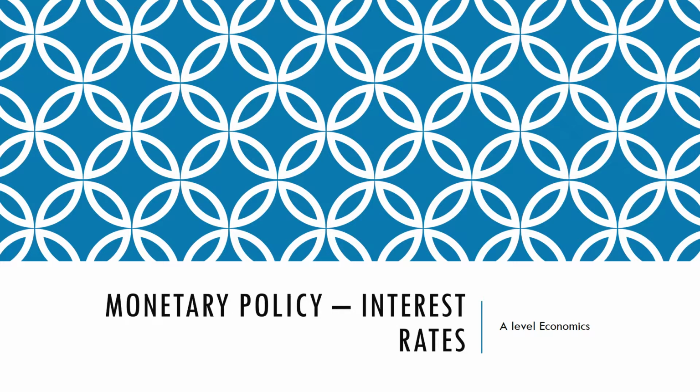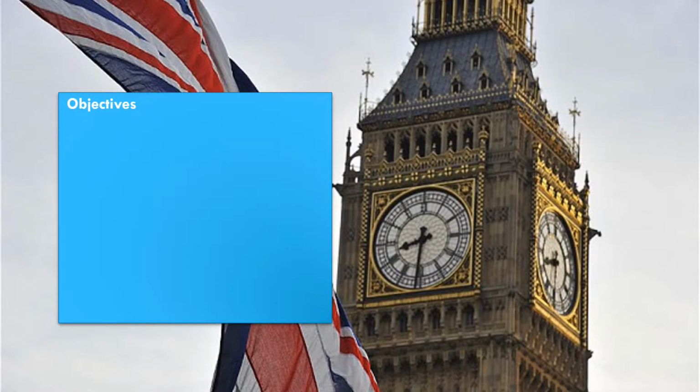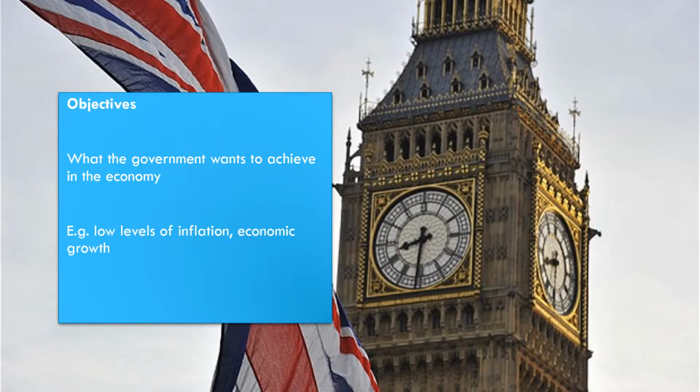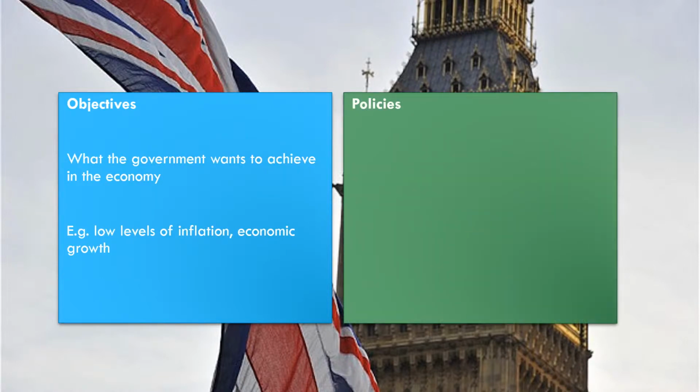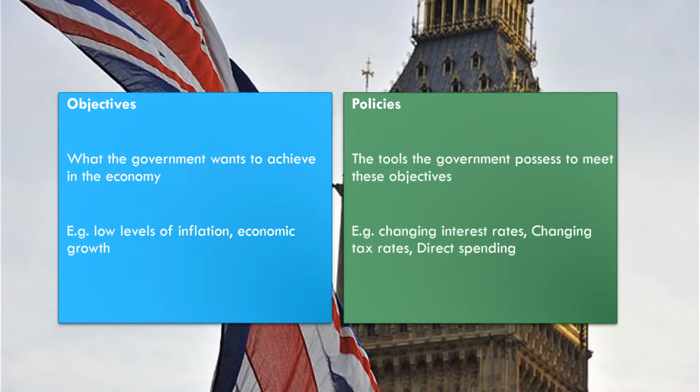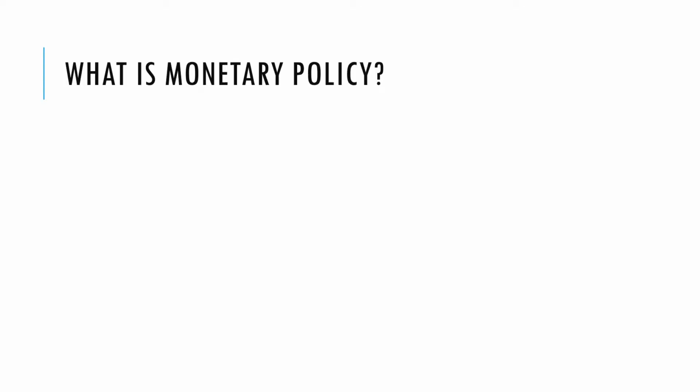Hello and welcome to this video on monetary policy, in particular the use of interest rates. So previously we were looking at macroeconomic objectives, what the government wants to achieve within the economy. For example, low levels of inflation, which is the primary target in the UK. Now we're going to turn our attention towards policies. What are the things that the government can control in order to try and meet these objectives? And today we're going to focus in particular on monetary policy and interest rates.